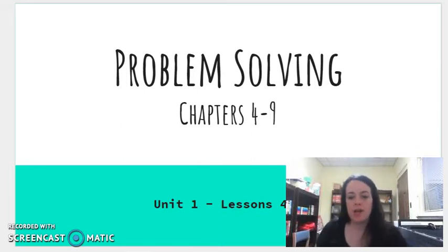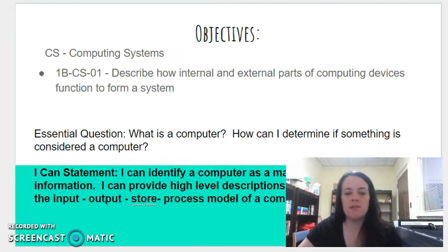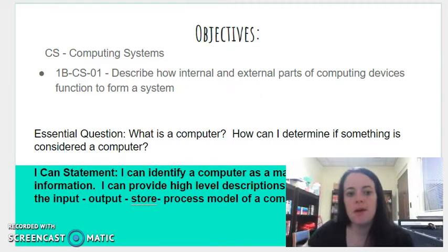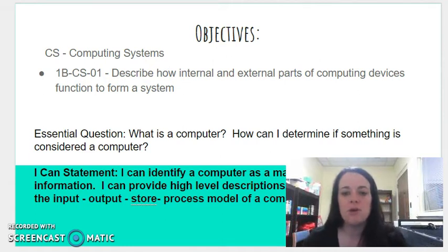We are moving on to chapter 4 in our problem solving unit, moving on from lessons 1, 2, and 3. All right, so your objectives today are computing systems, still part of computer science objectives, and you are describing how internal and external parts of computing devices function to form a system. Your essential question today: what is a computer, and how can I determine if something is considered a computer?